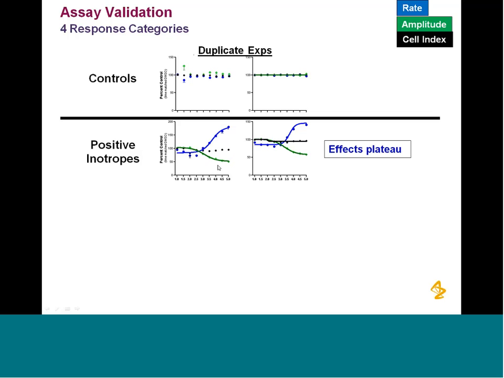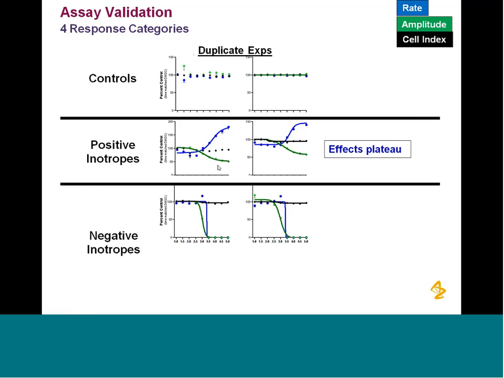Now, in negative inotropes, it starts out similar. Rate starts to go up, amplitude starts to go down, but in this case, amplitude is not plateauing as it did for a positive inotrope. Instead, the amplitude is going to 0. So if the beating stops, then a rate may start to go up, but then it has to reverse. And that makes for very messy concentration response curves. And you really don't get good values if the beating stops.